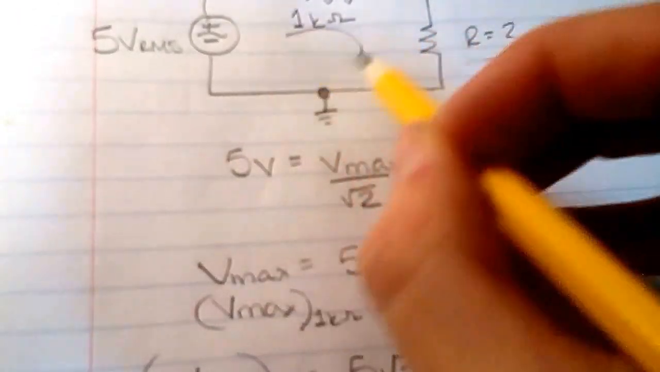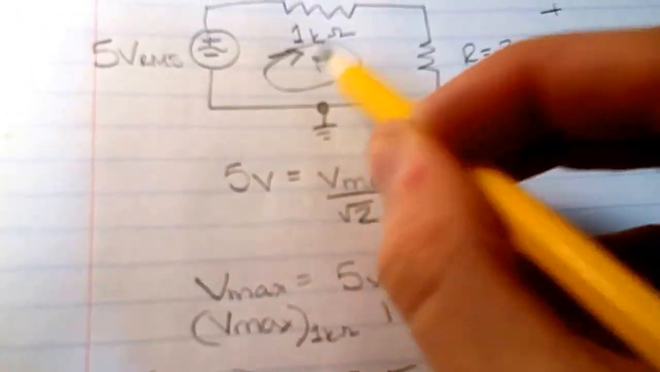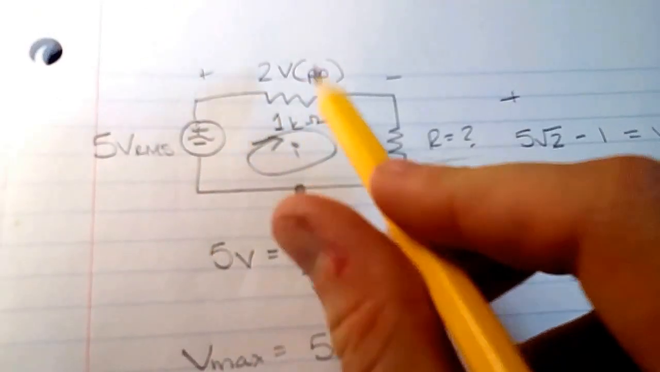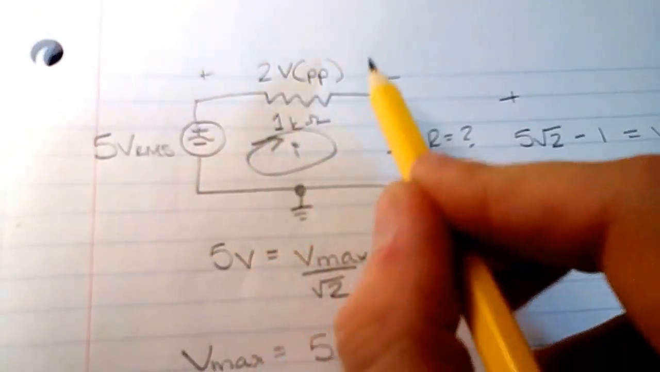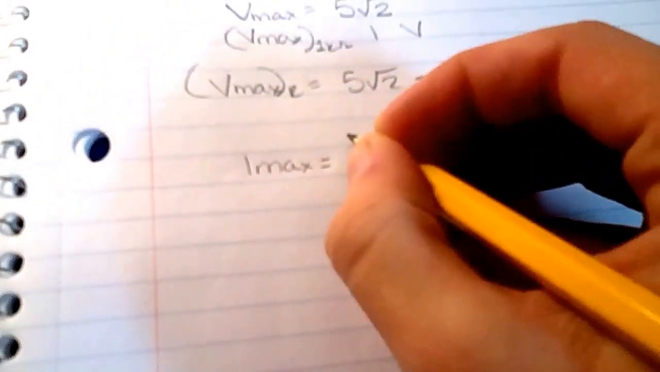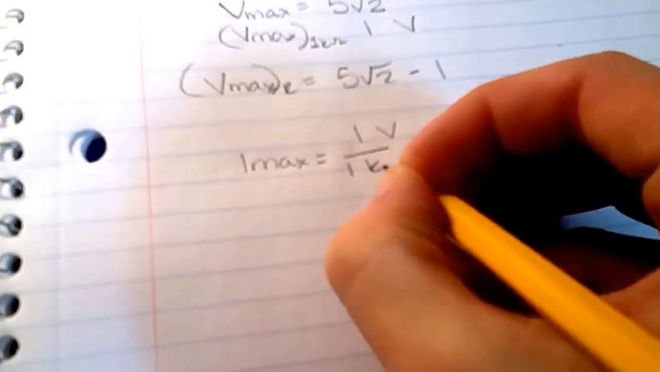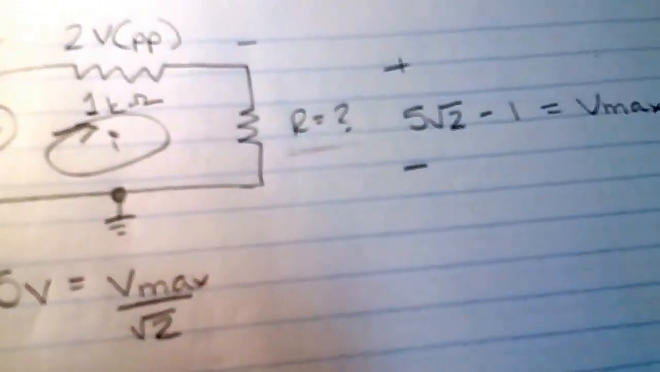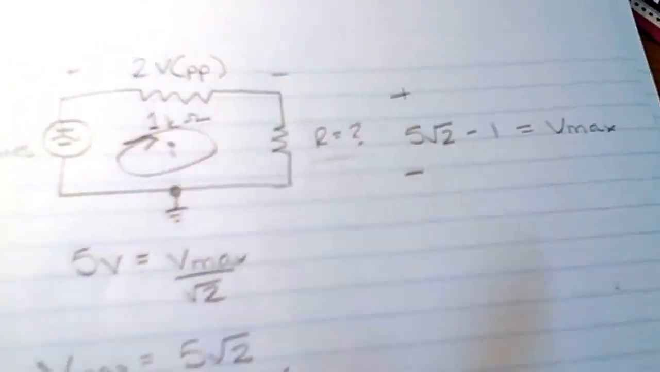So we're going to use current to find that. If there's a current flowing through here, it's going to reach a max at the same time this source is reaching a max. So we can find the max using the maximum voltage across this 1 kilo ohm resistor since we know its resistance value. So our maximum current is just going to equal 1 volt divided by 1 kilo ohm from that first resistor, which equals 1 milliamp. So now we have voltage and current through this resistor, so we can find the value.